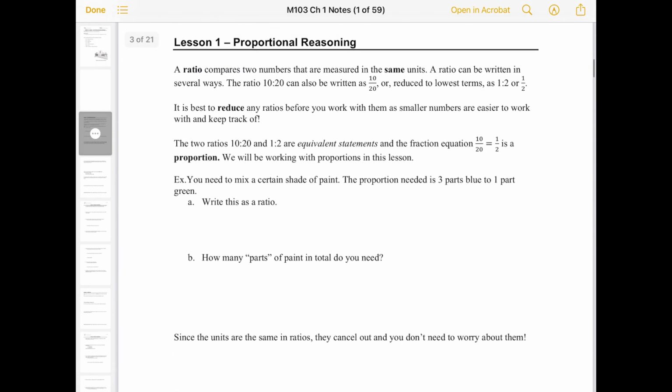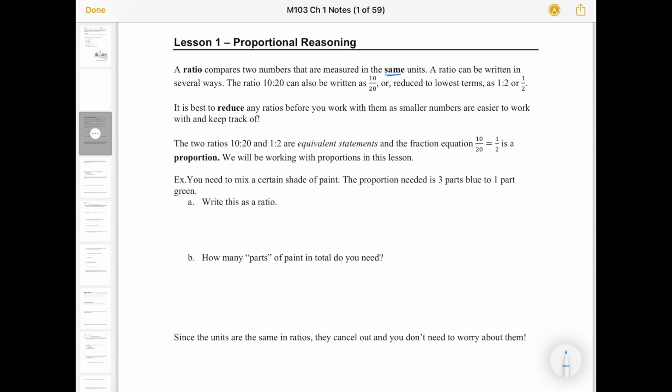So proportional reasoning. This is going to be the baseline, the building blocks really of a lot of the concepts that we're looking at in this course, but especially this chapter. So a ratio compares two numbers that are measured in the same units. So it doesn't really matter what the units are as long as the units are the same.